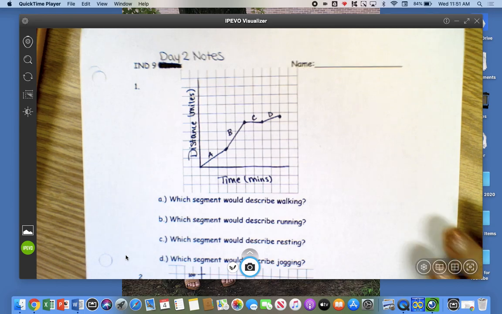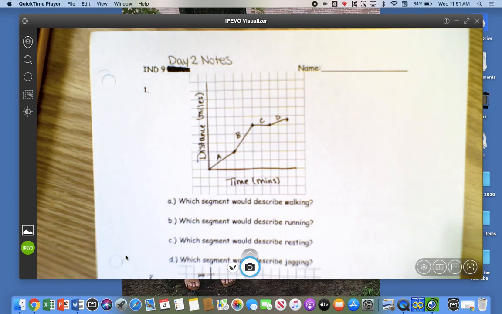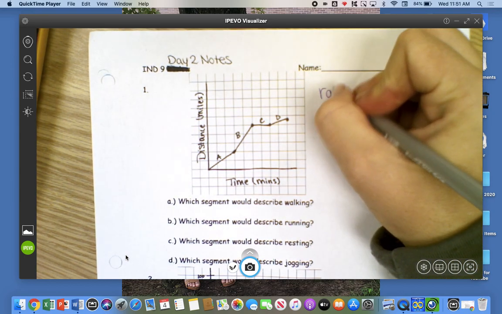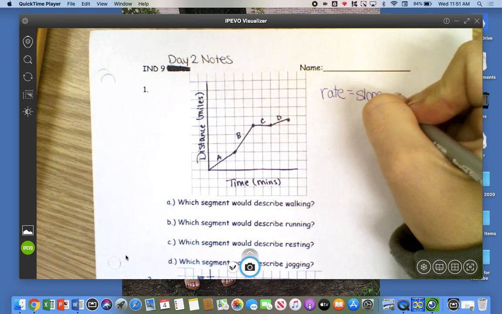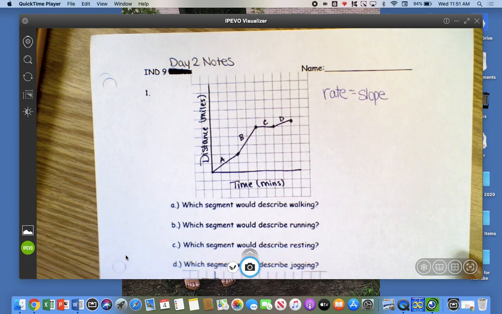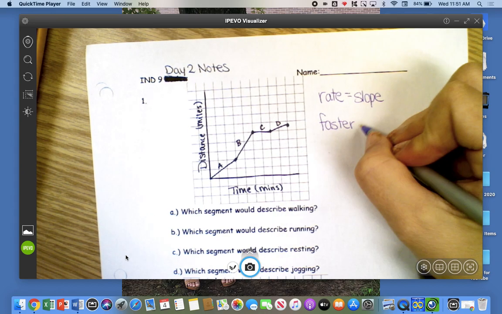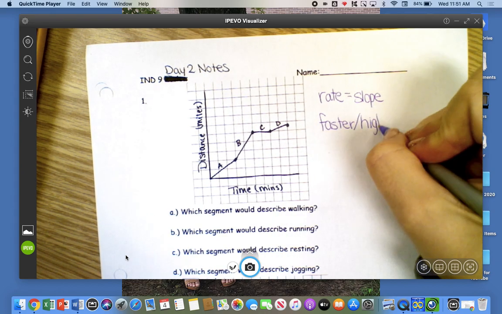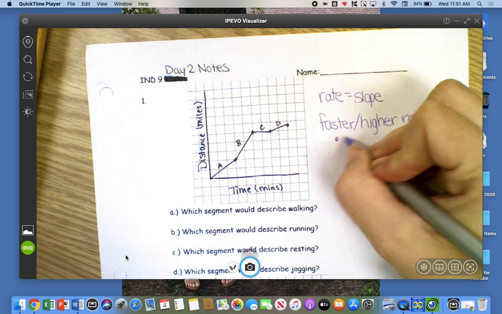So the one thing that we need to clarify, whenever we are talking about rates, I know I said this yesterday, but I can't stress it enough. When we're talking about rates, we are talking about slope. So faster rates or higher rates, they will be steeper lines.